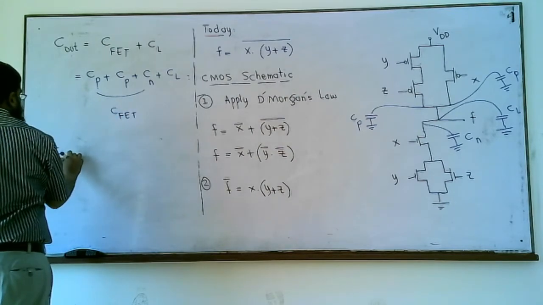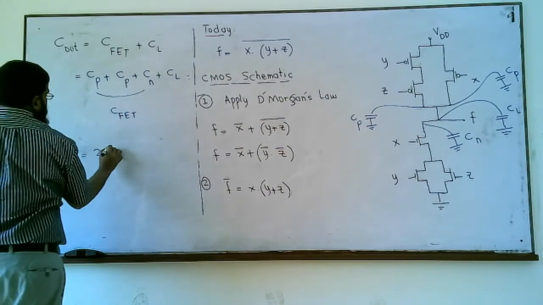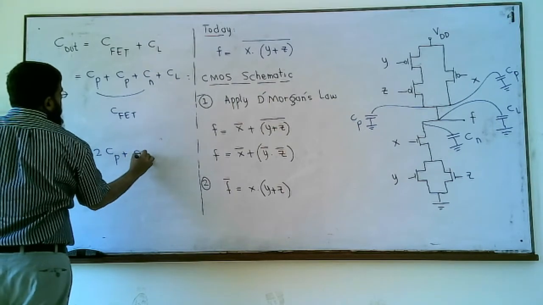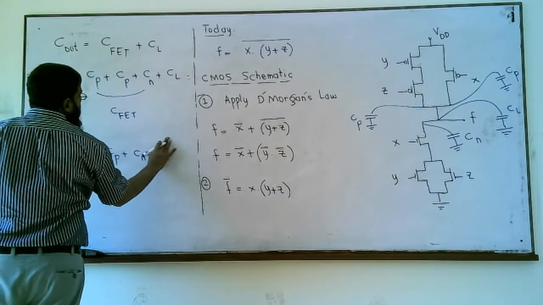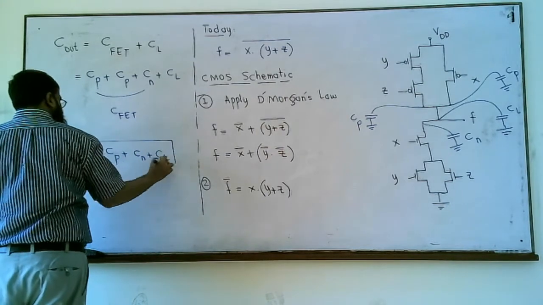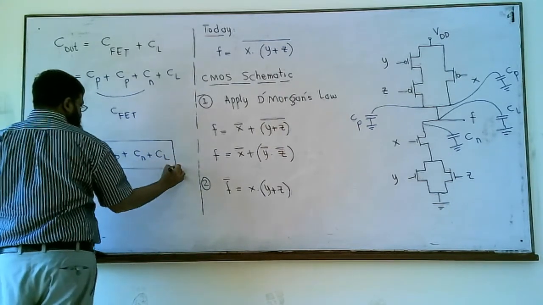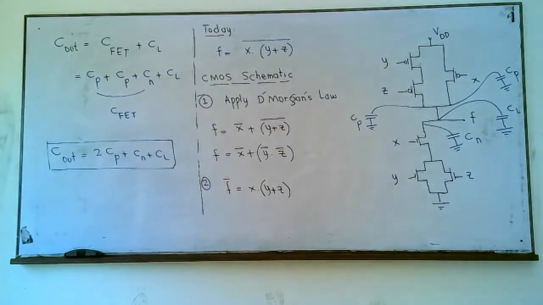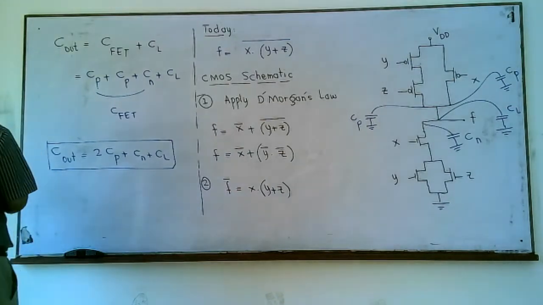So C out is 2CP plus Cn plus CL, the total output capacitance for this gate. Right. The next is we need to find the rise time delay and the fall time delays.